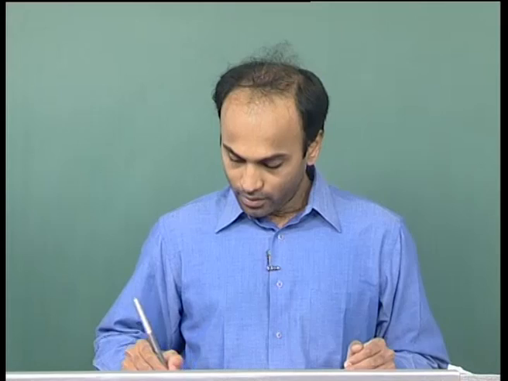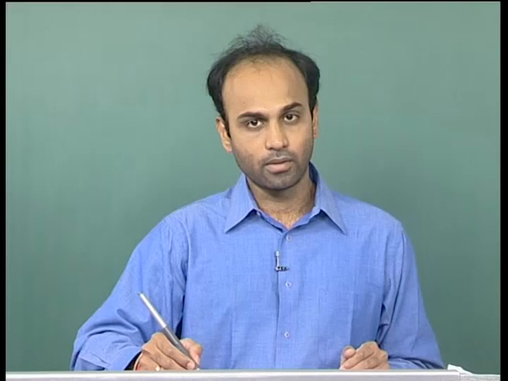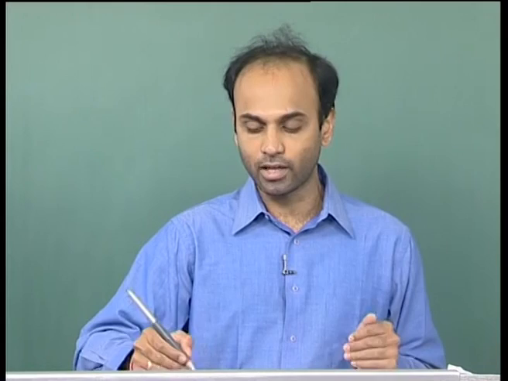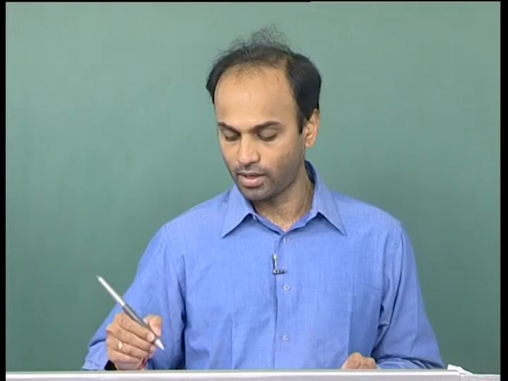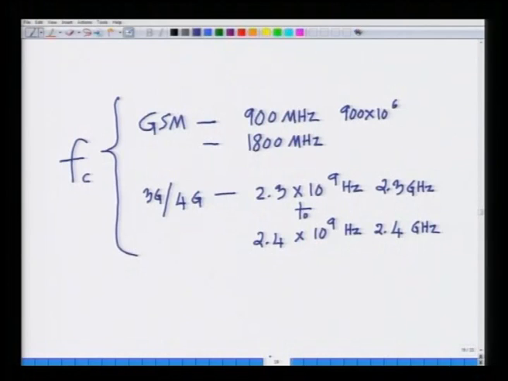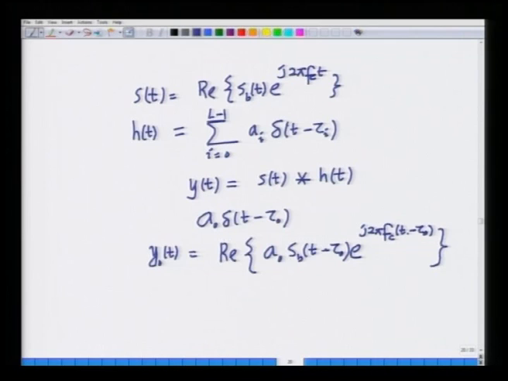And we also said that, using complex baseband passband notation, the wireless communication signal can be represented as real part of s_b(t) times e^(j 2 pi f_c t), where s_b(t) is the complex baseband signal and f_c is the carrier frequency. And we saw several examples of possible carrier frequencies, and we started to derive the received signal at the mobile station after it passes through the channel.